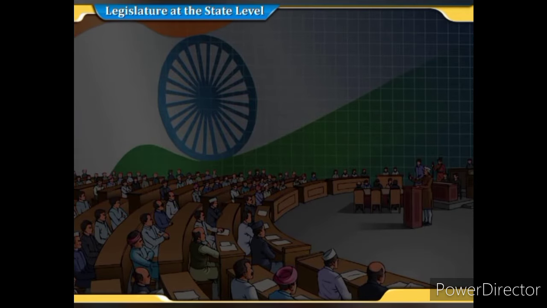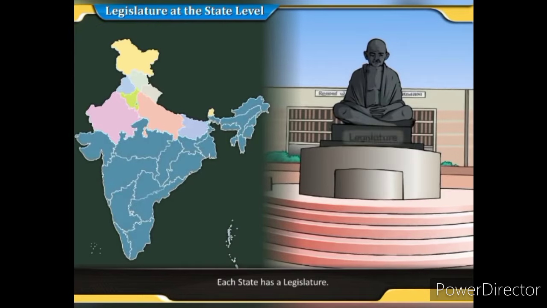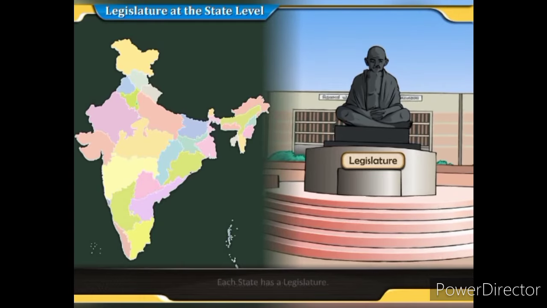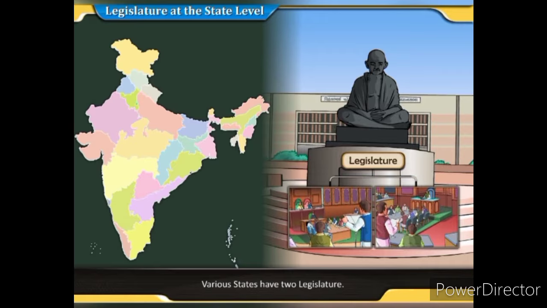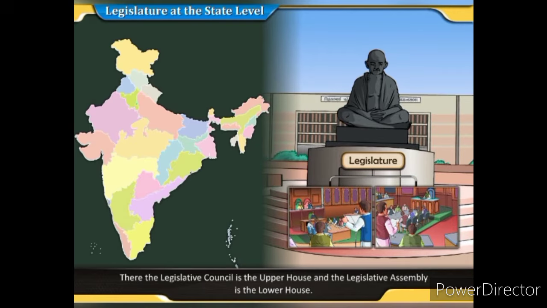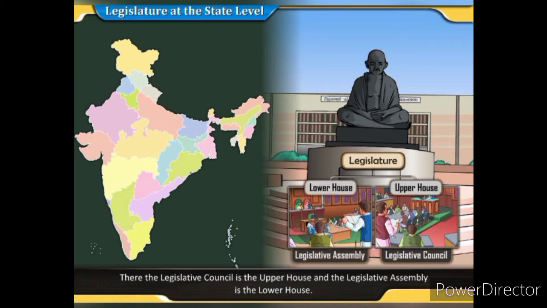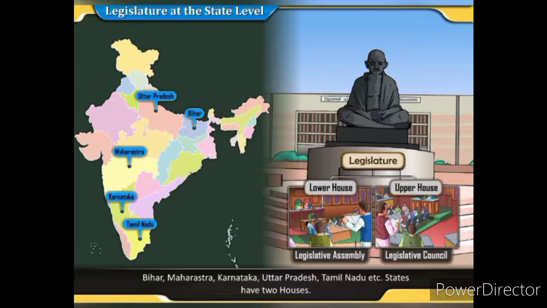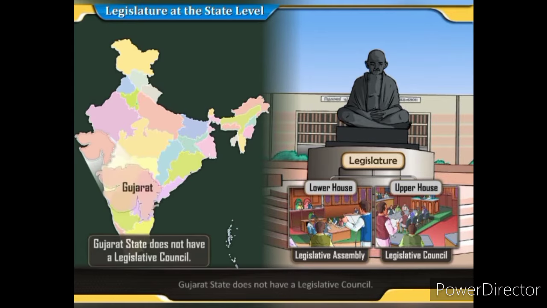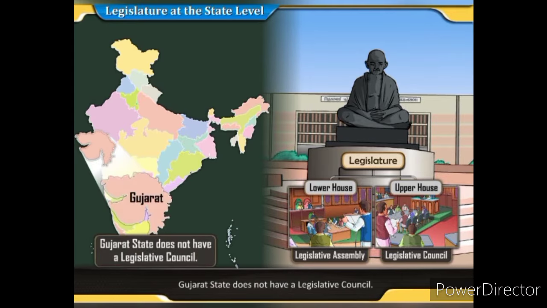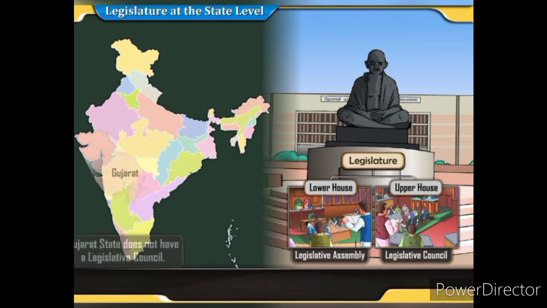Legislature at the state level. Each state has a legislature. Various states have two legislatures. There, the Legislative Council is the upper house and the Legislative Assembly is the lower house. Bihar, Maharashtra, Karnataka, Uttar Pradesh, Tamil Nadu, etc. states have two houses. Gujarat state does not have a Legislative Council.